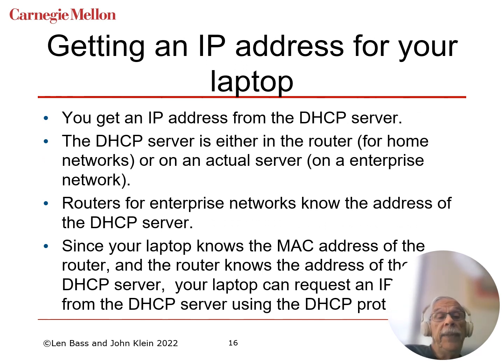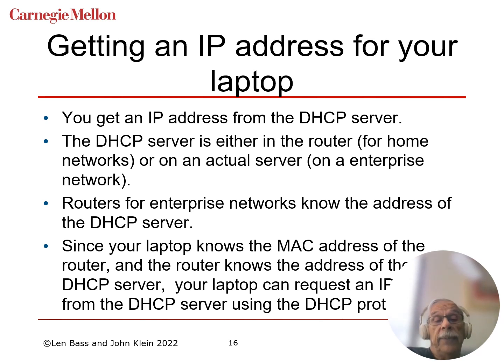And then you need to get an IP address. Okay, so you get an IP address from the DHCP server. So remember, that's another protocol, DHCP. And that's either in your router at home or it's an actual server in an enterprise. And routers know the address of the DHCP server. So if you're in an organization and you turn on your computer, then it talks to the router. The router knows how to talk to DHCP, and that's the mechanism you use to get an IP address.